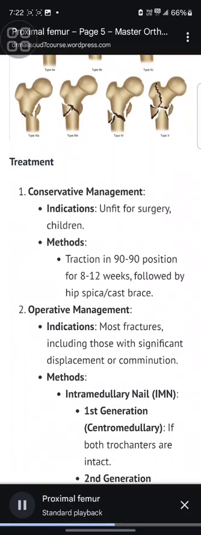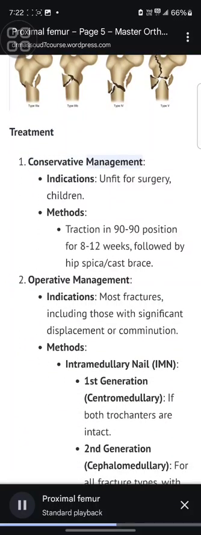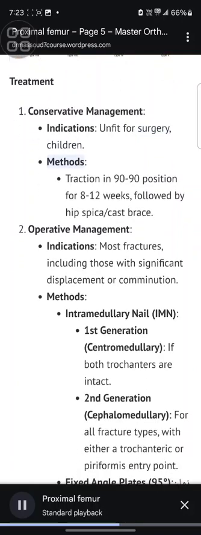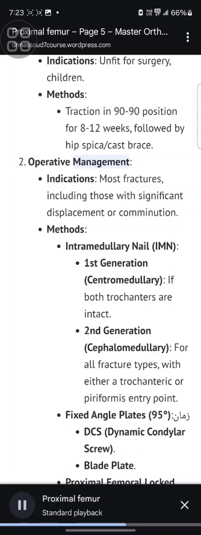Treatment. 1. Conservative management. Indications. Unfit for surgery, children. Methods. Traction in 90 to 90 position for 8 to 12 weeks, followed by hip spica, cast brace. 2. Operative management. Indications. Most fractures, including those with significant displacement or comminution.